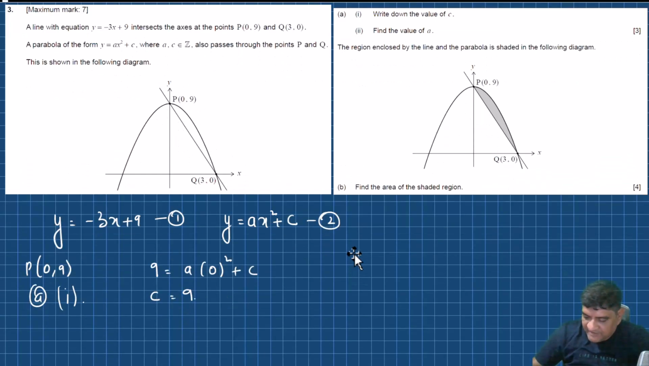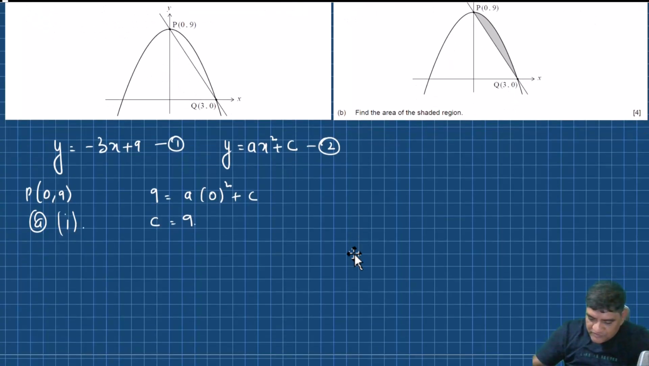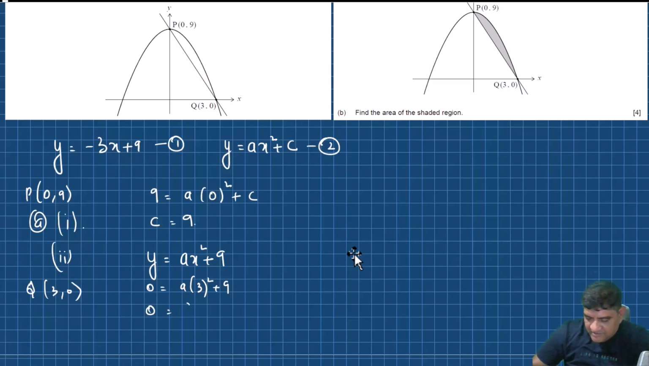Now for finding the value for a, I'm going to use the other coordinate that it's passing through. Now that I know that y is equal to ax squared plus 9, the equation is also passing through Q, which is (3, 0). So when I substitute that here, I'm going to have 0 as equal to a into 3 squared plus 9. So that gives me 9a plus 9. The moment I solve this one, I get the value for a is equal to 1.